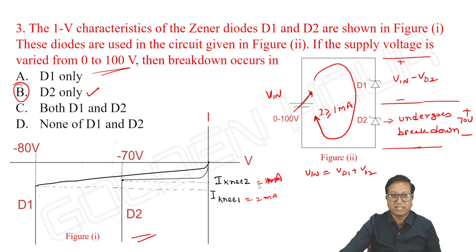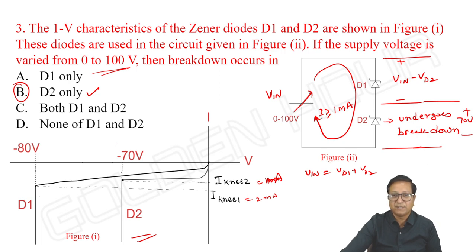So whenever the knee current of D2 is reached, D2 undergoes breakdown and D1 cannot undergo breakdown for this particular value of input. If the input is around 150, then there is a scope for D1 also to undergo breakdown. D2 and D1 will both undergo breakdown if the input approaches 150 volts. You can't apply an input of more than 150. If you apply it, it is an imbalance equation, because the entire input should appear across D1 and D2, but D1 cannot hold more than 80 and D2 cannot hold more than 70.